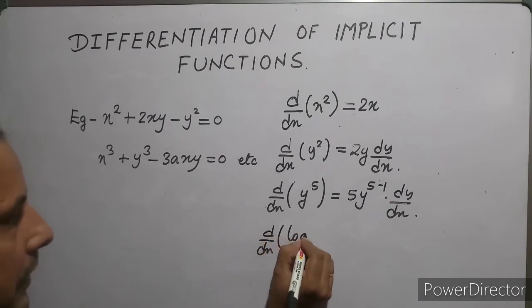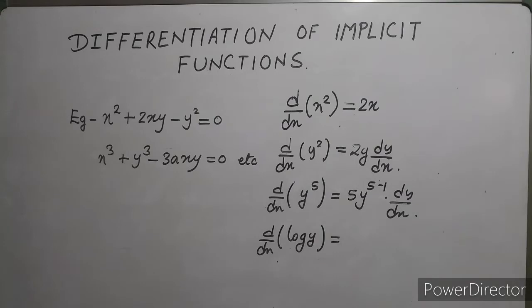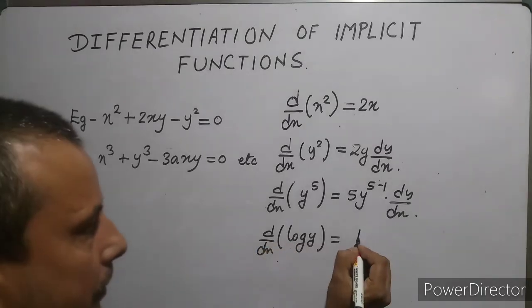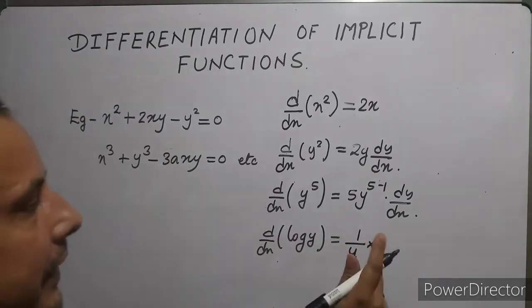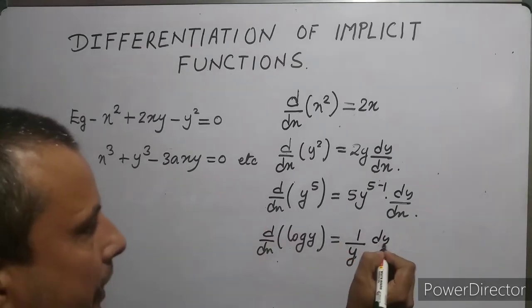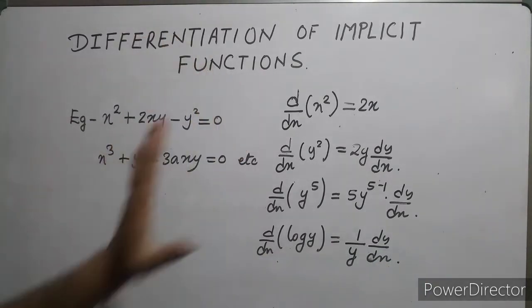You may get this kind of concept also in case of implicit functions. Suppose it is log y. The derivative of log x is 1 by x. But in case of log y, first you differentiate log; similarly, derivative of log y will be 1 upon y, into you have to differentiate y, then we write dy upon dx. For the derivative of implicit functions, you have to remember this concept.